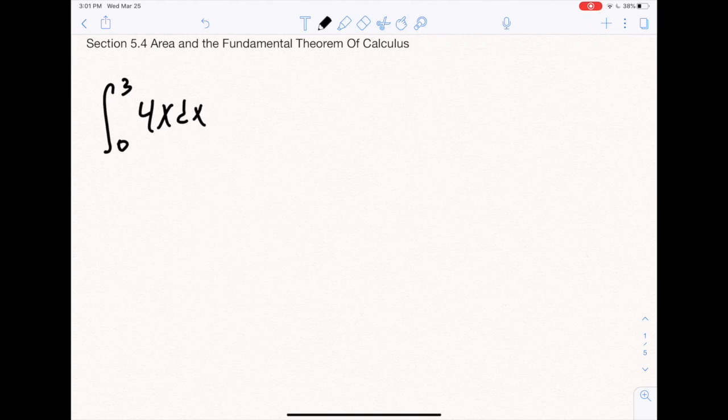We begin section 5.4, area and the fundamental theorem of calculus. For the purpose of this section, I won't actually explain what the fundamental theorem of calculus is or how to find area under the curve.